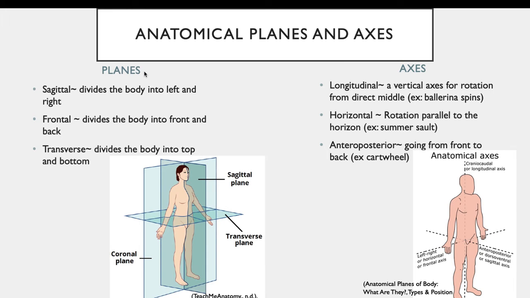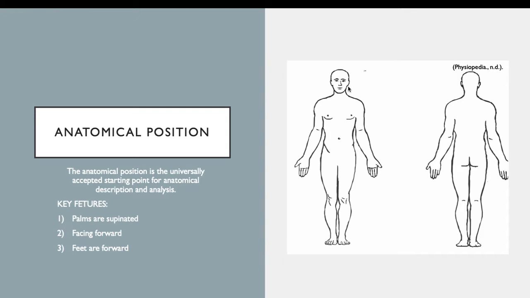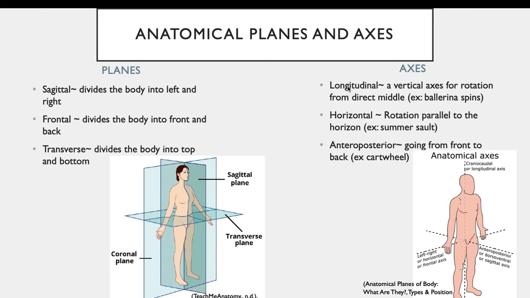So anatomical planes and axes. So the planes, there are sagittal, frontal, and transverse. So the sagittal plane divides the body into left and right sections. The frontal plane divides the body into front and back, and then the transverse divides the body into superior and inferior, or top and bottom. And now for the axis, there are longitudinal, horizontal, and anteroposterior.